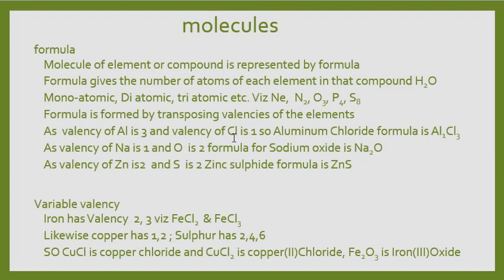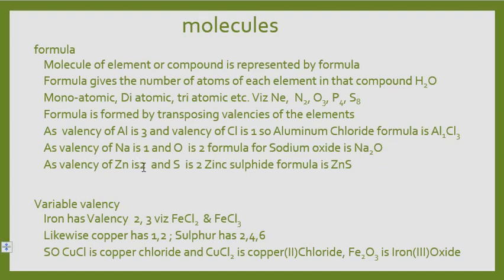Al's 3 will go to chlorine. Chlorine is 1, so 1 will come here. The 3 will go here. And 1 we need not write. So we write AlCl3. The valency of sodium is 1 and oxygen is 2. So 2 will come to the sodium and 1 will go to oxygen. Na2O, sodium oxide.